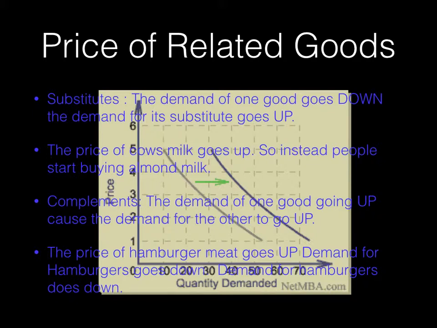So you need to know the two types of goods: substitutes, how they work inversely as far as demand, and then complements, which work directly with each other to shift that demand left and right.